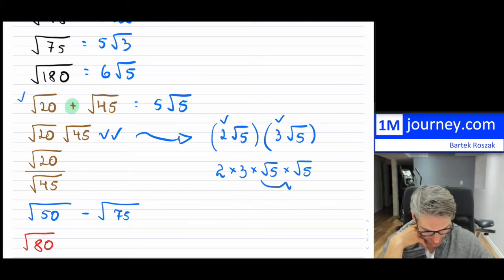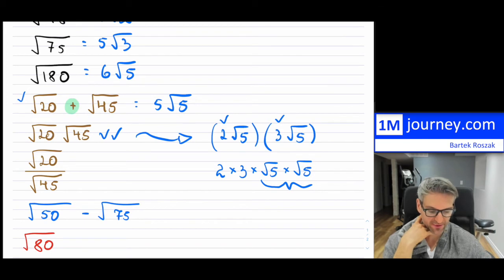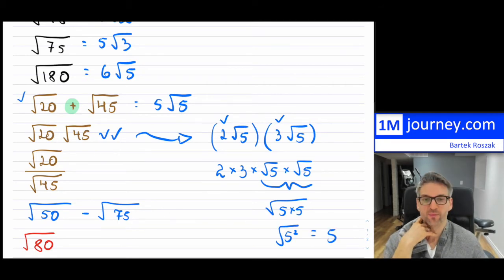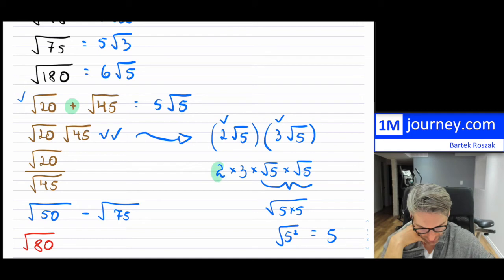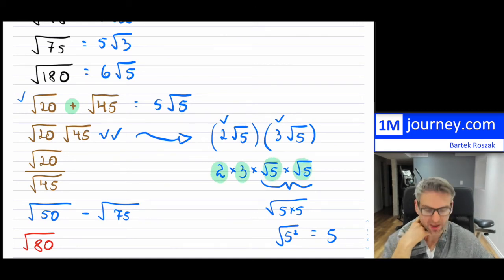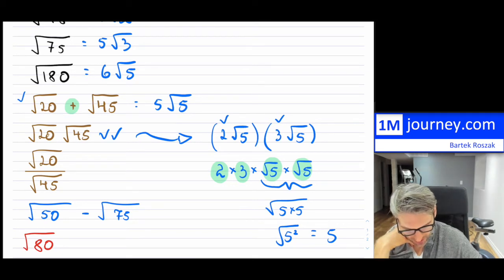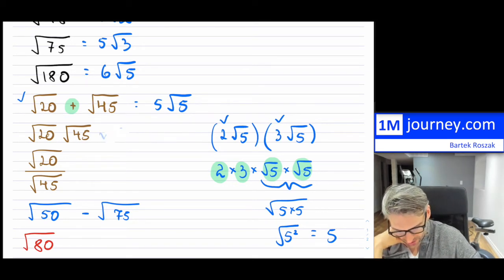Now this right here, because you have the square root of 5 times the square root of 5, is nothing else but simply 5 times 5 under the root, which is 5 squared, so that is equal to 5. So that's great, because you have now 2 times 3, and then 5. So 2 times 3 is 6, and 6 times 5 is 30. So your answer to this entire thing is basically 30. So now you've simplified that.